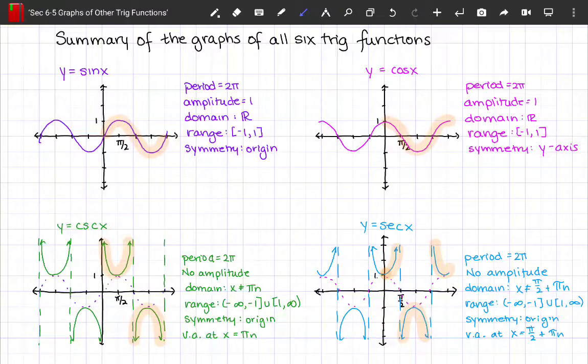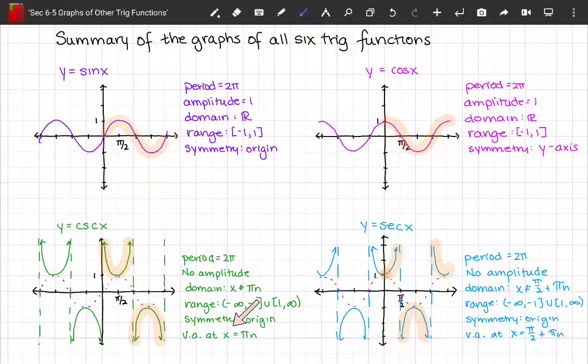And remember, we don't talk about an amplitude for these. The domain is going to be the values of x where it's undefined, and it is undefined at the asymptotes. For cosecant, all the vertical asymptotes happen at multiples of pi, which we say x equals pi n. So the domain is x can't equal pi n. And then the range: the y values can go from negative infinity to -1, and then from +1 to infinity. And we want to include the 1 and the -1.